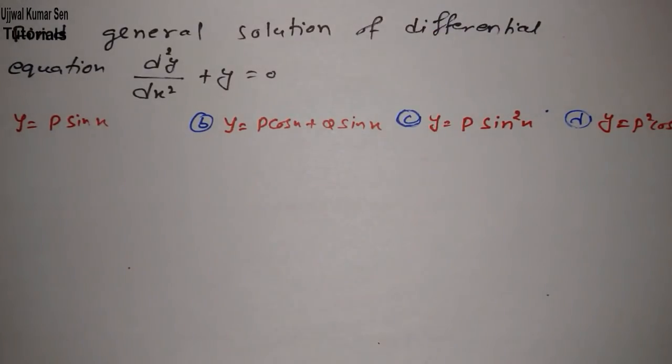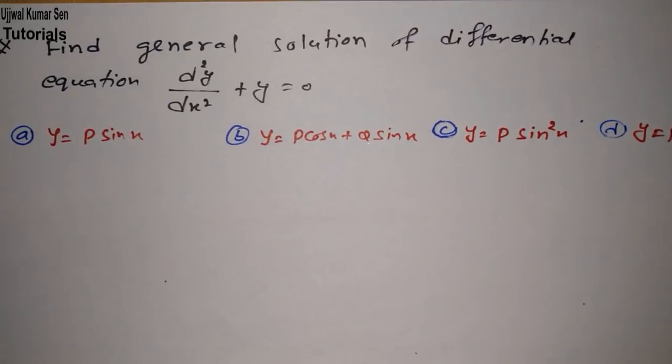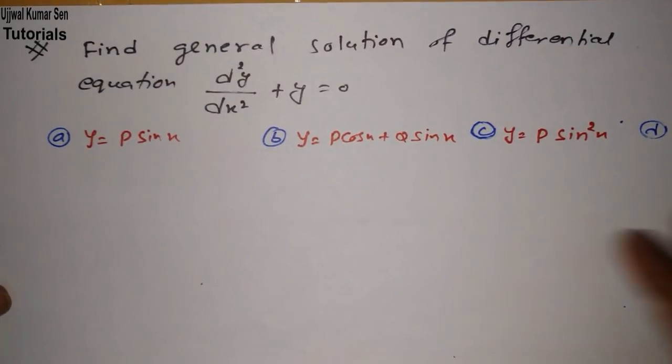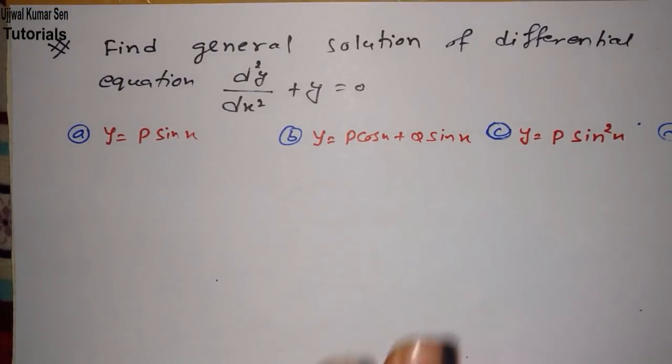So this is the question. I hope you can read this question, right? In this question we are given: find the general solution of the differential equation d2y/dx square plus y equal to 0. So we have to find the general solution of the differential equation, right? How to find the general solution, that is important, isn't it? So let's go for it.